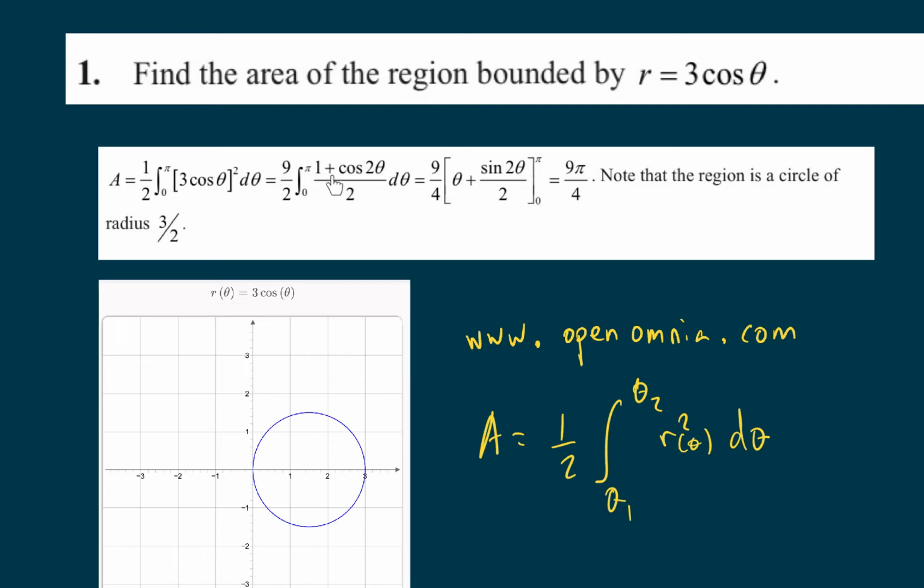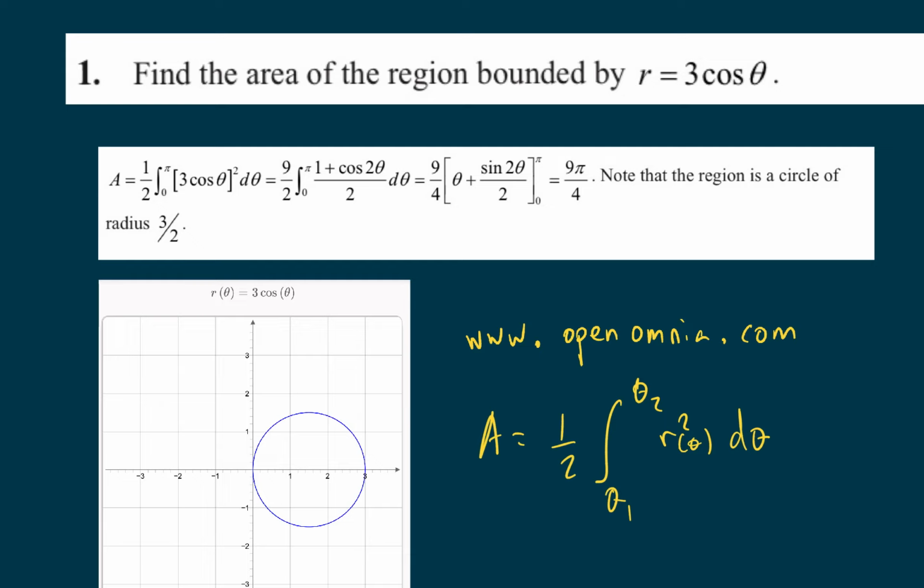This integral is very easy, 1/2. The 2 will come here, 9/4, and the integral of d theta will be theta, and the integral of cosine of 2 theta is sine of 2 theta. Okay, the integral is not a problem. What we have to pay attention to is the limits, the lower is from theta equals 0 to theta equals pi. So let's go do it.